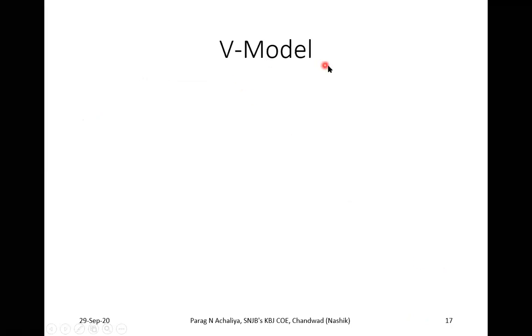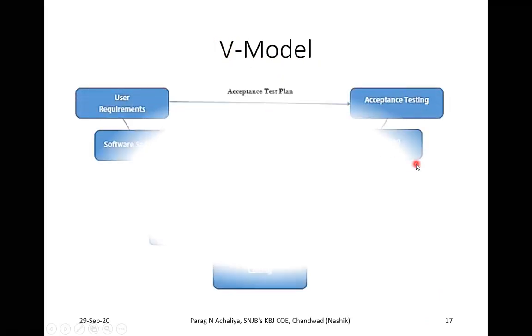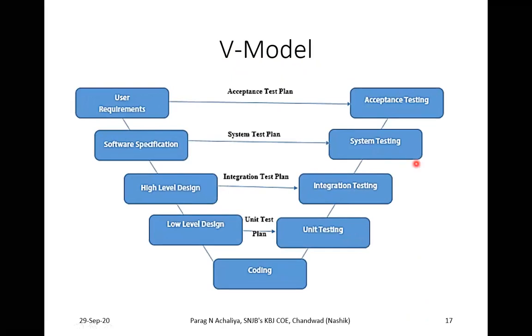Second one is your V model. The name itself suggests that this type of model will be in V shape. So how will it be? It will be like this. Once you do the coding part, you will start applying the unit testing, then integration testing, then system testing, and then acceptance testing. The unit testing will be your low level design.